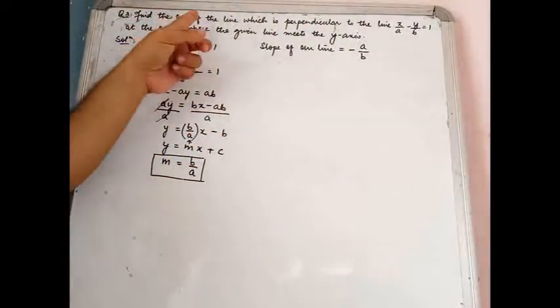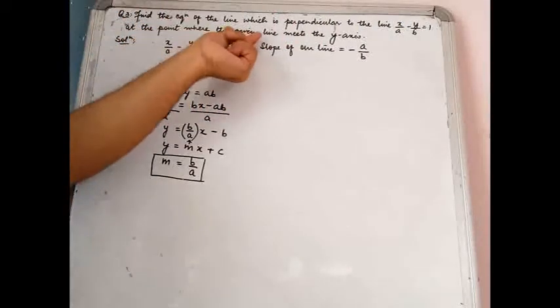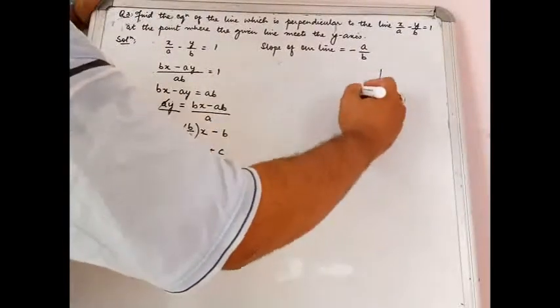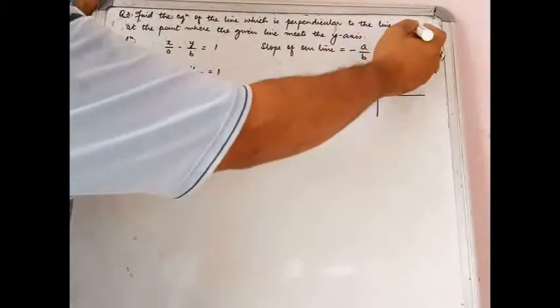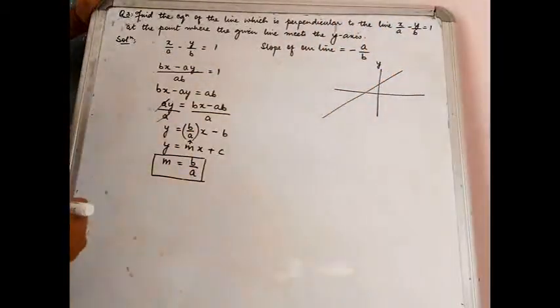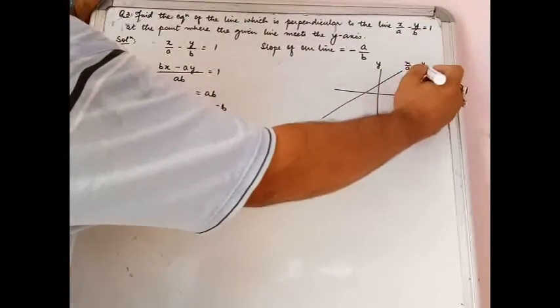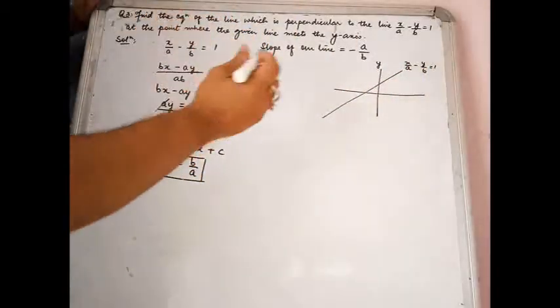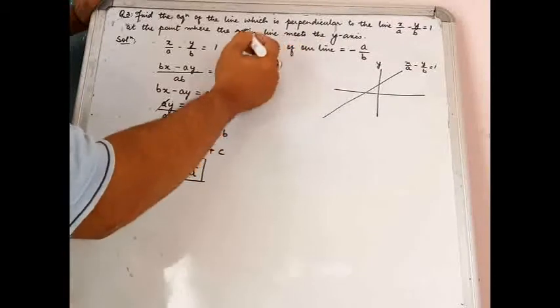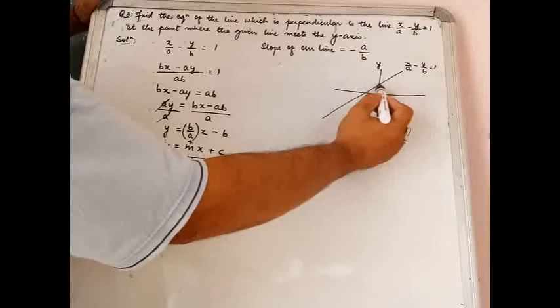It says, find the equation of the line which is perpendicular to this line at the point where the given line meets the y-axis. So that means, suppose this is the diagram over here. This is my y-axis, and this is that line, x upon a minus y upon b equal to 1. Suppose this line is meeting the y-axis. So this given line meets the y-axis over here.